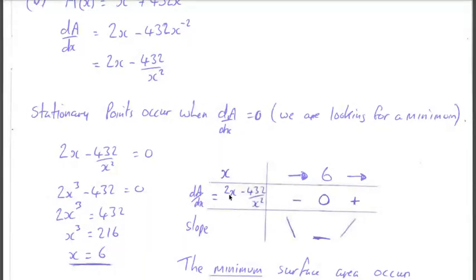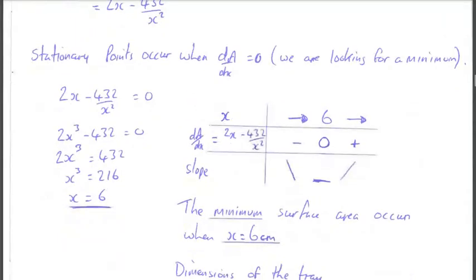So I've got dA/dx and x. I'm looking just before and just after 6, so I can take 5 and 7 here. If we substitute 5 in, just substitute into a calculator, guys, we'll get a negative value. Substituting 6 here, we'll get 0. And when we substitute 7 into here, we get a positive value. So this shows that the minimum surface area occurs when x equals 6.